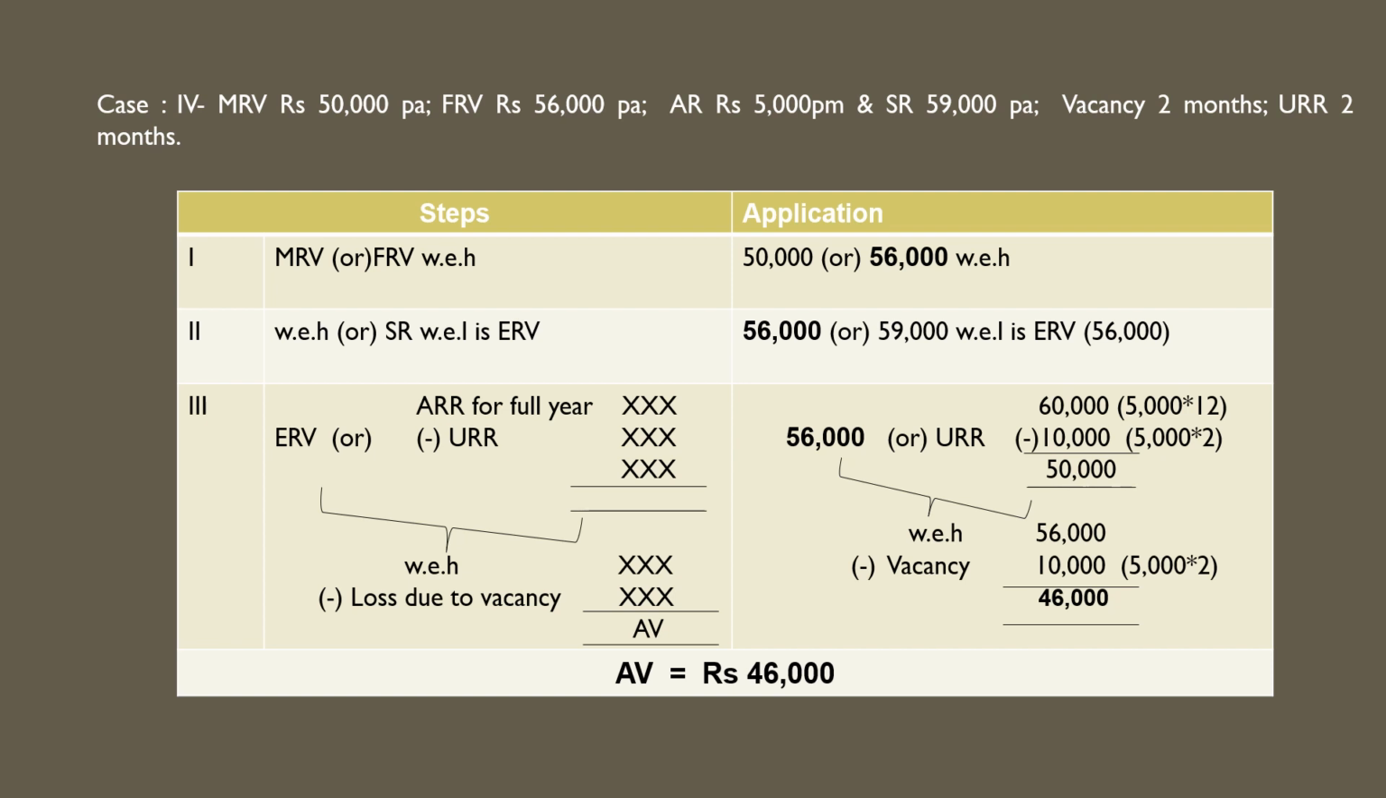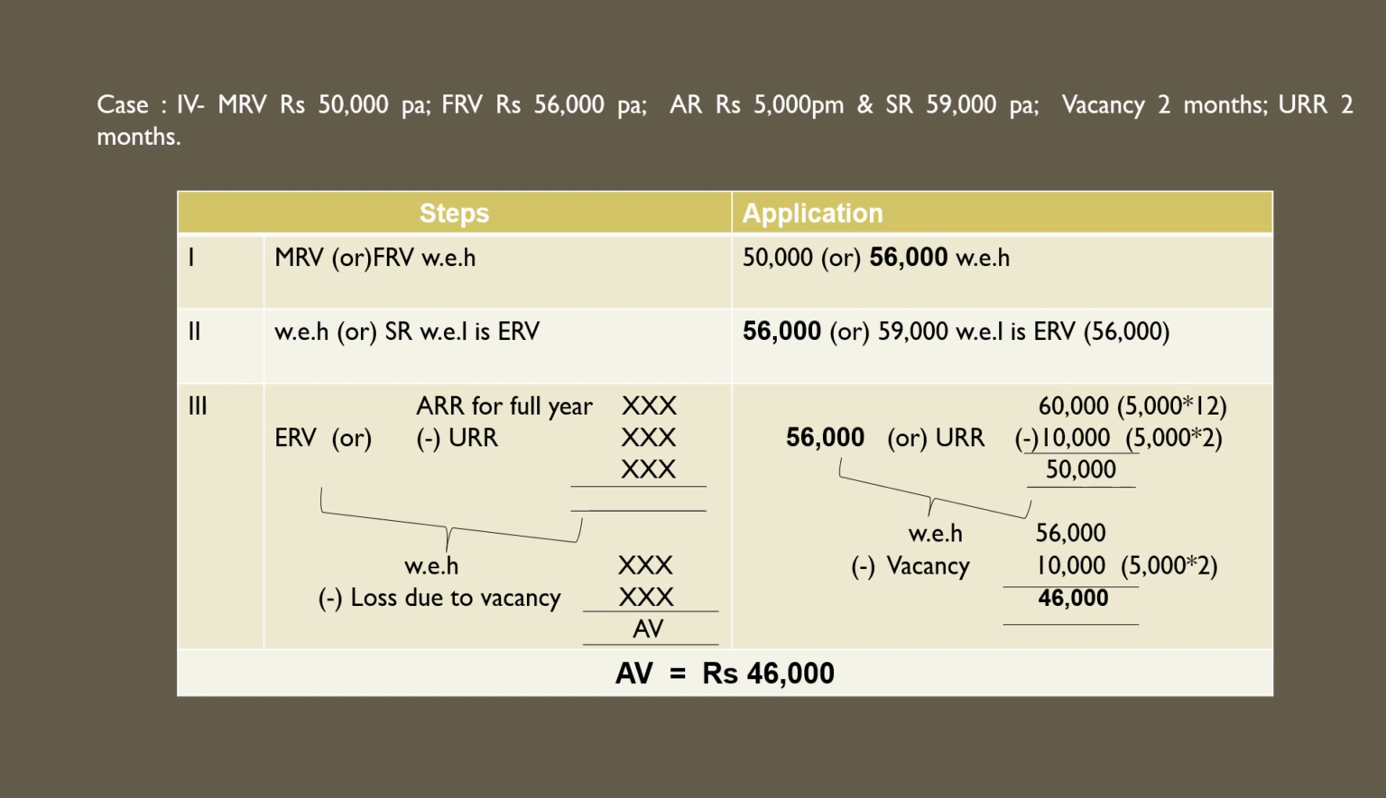So in this case, 56,000, or you need to reduce the actual rent by the unrealized rent. Now you should note the actual rent should be for the full year. So 60,000 minus unrealized rent of 10,000 will give you 50,000, and here you will compare, and then whichever is less will be reduced by the vacancy, which is 10,000, totally giving you 46,000 as the annual value.